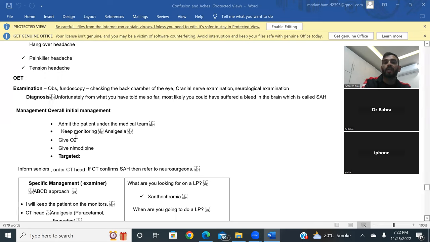How will you manage the patient? You will admit the patient, keep monitoring, give the analgesia. Which analgesia? Morphine. It is the morphine, oxygen, and nimodipine. Never forget to tell nimodipine. It carries marks. Nimodipine, morphine, and oxygen. Why? Nimodipine does dilatation, and that decreases the pain.